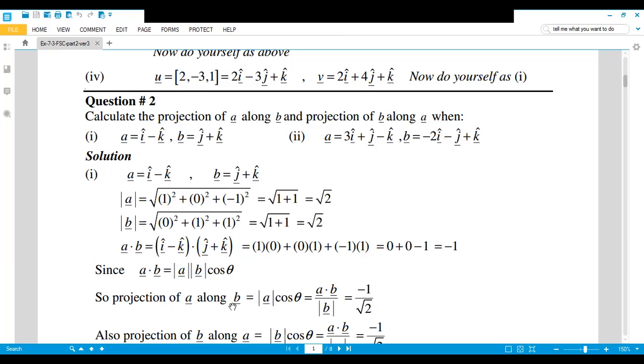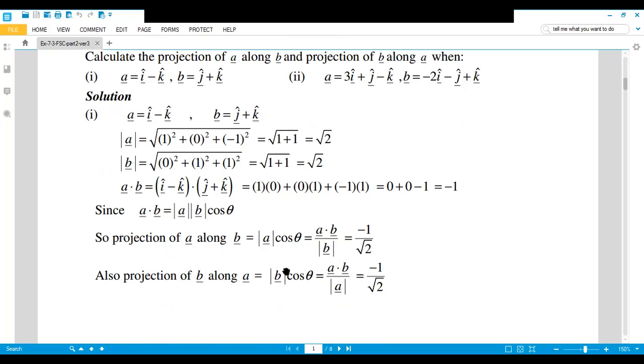So A dot B equals magnitude of A times magnitude of B times cos theta. The projection of A along B is magnitude of A cos theta, which is A dot B divided by magnitude of B. So minus 1 divided by root 2. Also the projection of B along A is magnitude of B cos theta, which is A dot B divided by magnitude of A, so minus 1 over root 2.